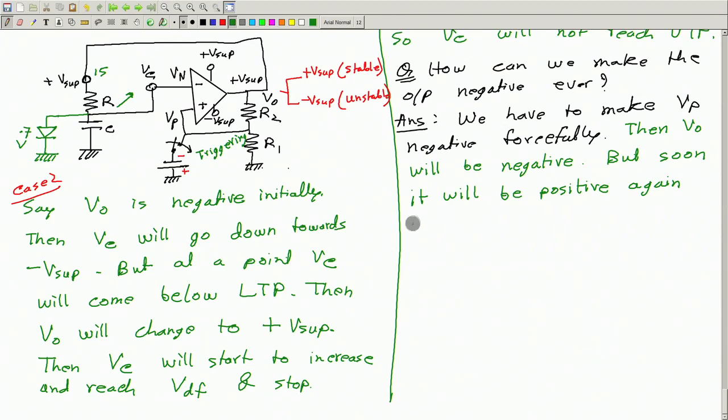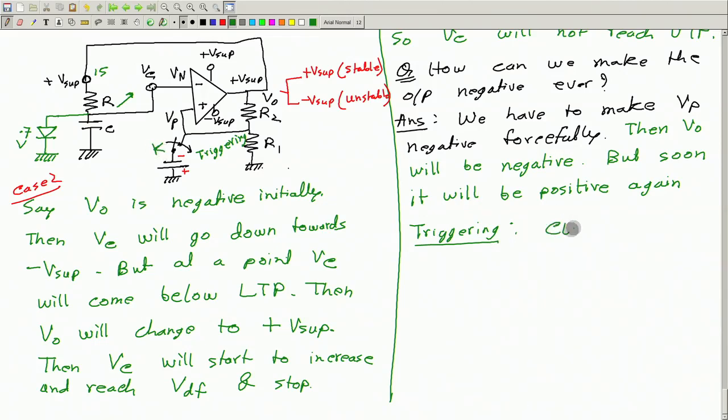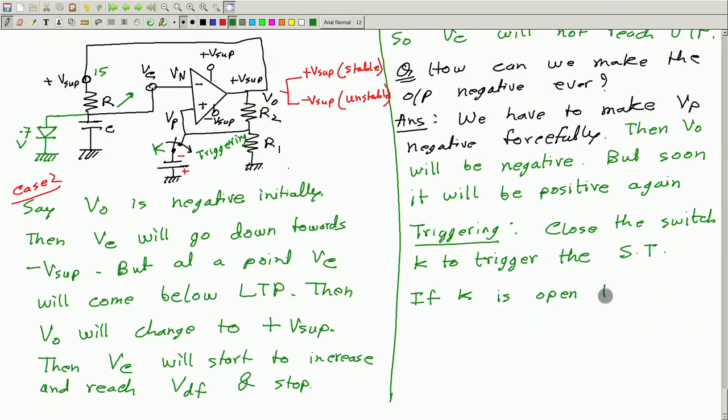And so, how to trigger? Call this switch K, close the switch K to trigger this Schmitt trigger, and if K is open, then triggering doesn't occur.